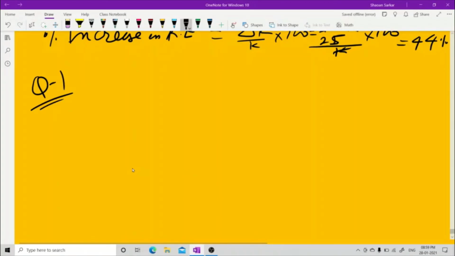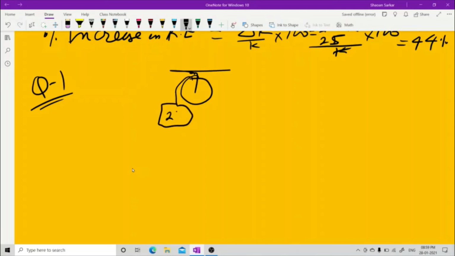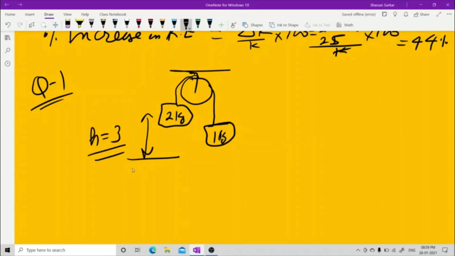See, they are saying this is my pulley. This is my mass 2 kg. This is the 1 kg mass. No problem. And this is 3 meters above the floor. The height is 3 meters above the floor. First, I need to find with what acceleration it will come, what will be the velocity, then only I will be able to find the kinetic energy and all that.